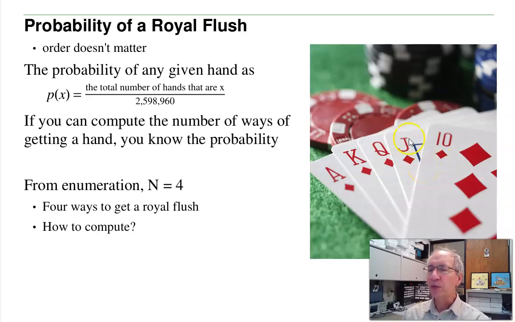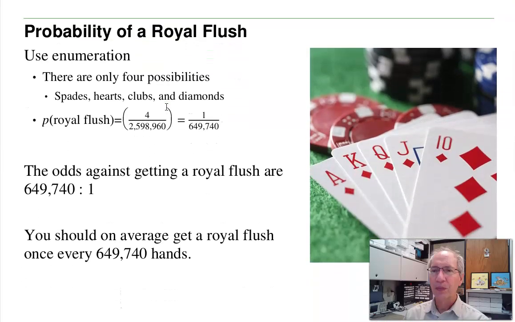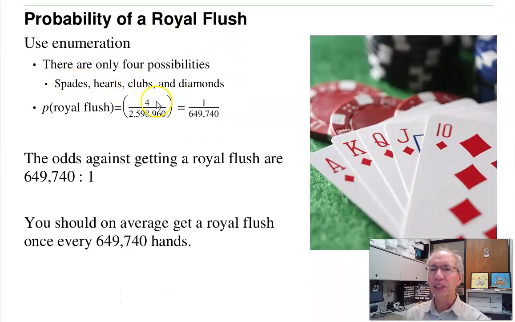The probability of a royal flush is the number of hands that are a royal flush, 4, divided by the total number of hands. That gives you the number from Wikipedia, odds against a royal flush. So using enumeration, it's just 4 over 2.5 million, or 1 hand in every 649,740. Meaning, if I played 649,740 hands of poker, on average, I'll get 1 royal flush. So they're not really likely. Can happen, but not very likely.